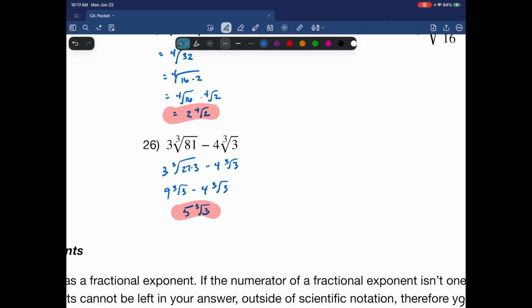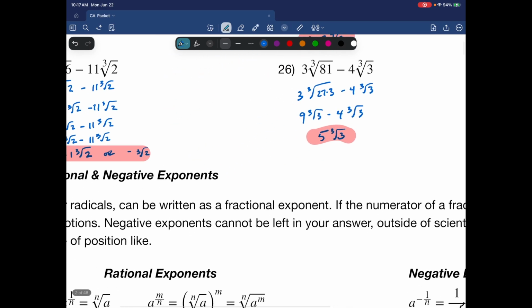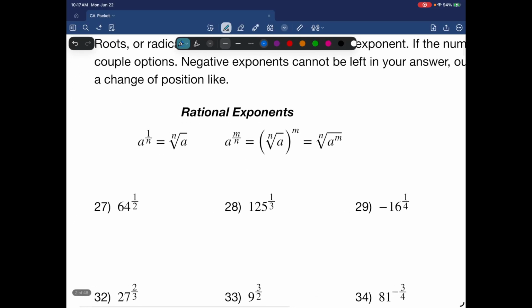All right, rational and negative exponents. So we've been dealing with roots and radicals this whole time. Any root can be written as a fraction. So if I have a to the 1 over n, that becomes the nth root of a. And if I have a numerator that's not 1, then that exponent can be written on the outside or the inside of the radical, like so.